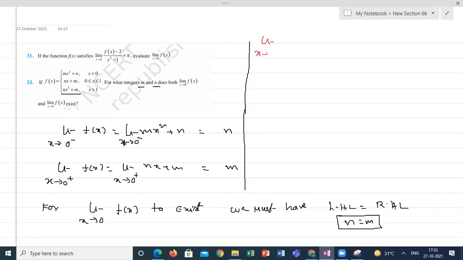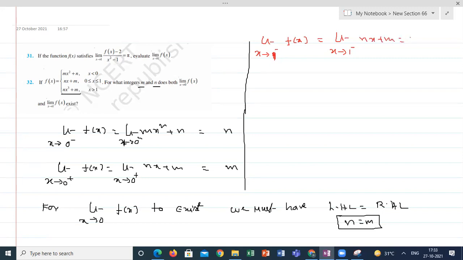limit x tends to 0 minus f of x. So not 0 minus, 1 minus. 1 minus means it is not less than 0. It is approximately 1 but less than 1. Which function do I have to take? Limit x tends to 1 minus, left hand of the 1, is equal to nx plus m.